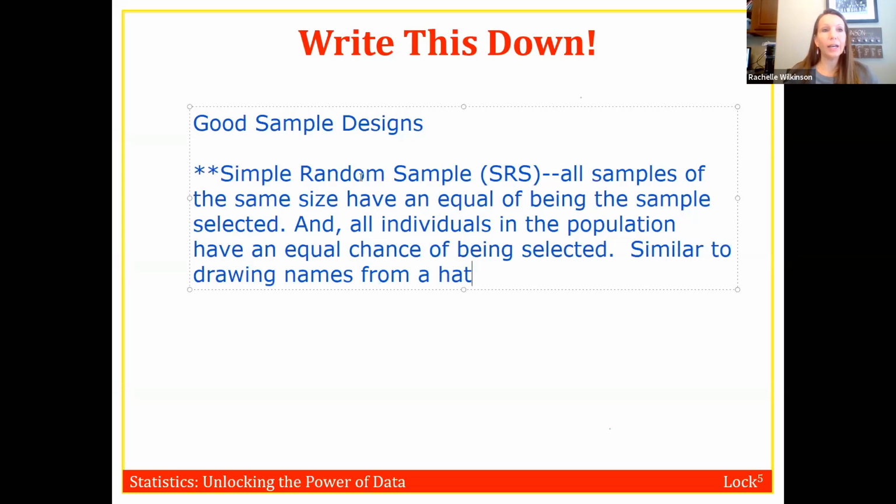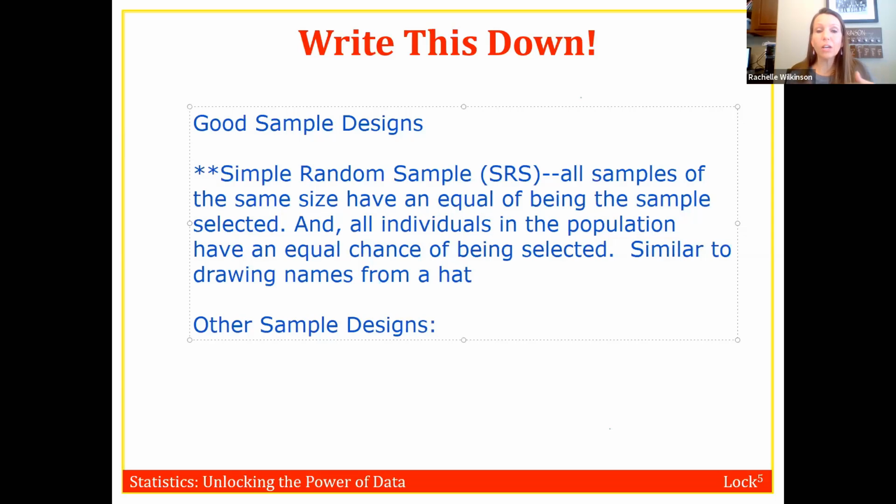All right, and like I said, this is the good sample design that I'm going to expect you to know by name. So if I ask a test question where I say, what's the specific name of the sample design used here, you should be able to identify whether or not it's a simple random sample, versus something like the voluntary response sample that was the bad one before. There are lots of other good ways to select samples.